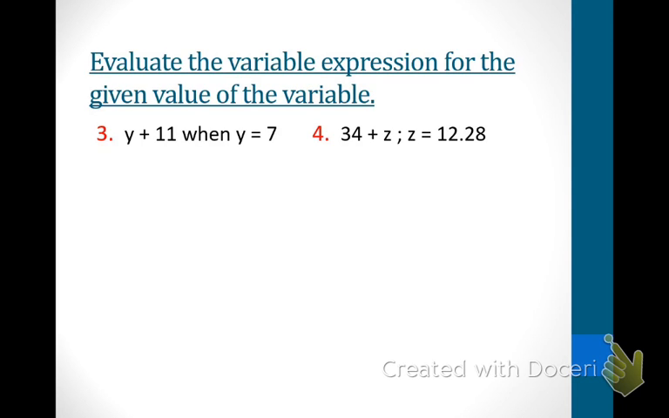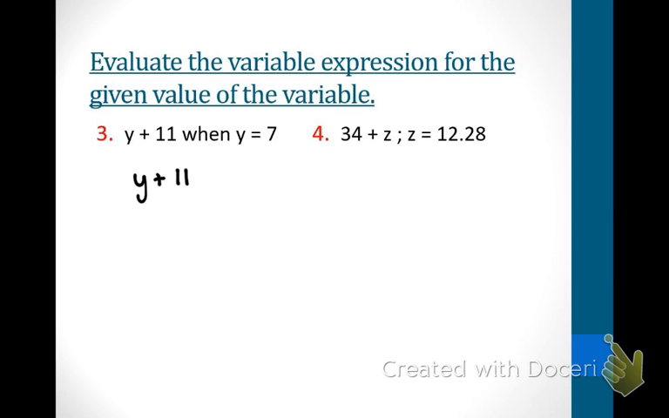Evaluate the variable expression for the given value of the variable. Do you guys remember what this word evaluate means? Solve. So we know in the end we're going to have a specific number, okay? So let's just start with the original problem that it gives to us, y plus 11. Now, if you don't have this written down, I want you to go ahead and put this in your notes, because this is what I'm going to be looking for on your midterm review. I want to see work, because I'm able to give you partial credit, at least if you have part of the answer correct, okay?